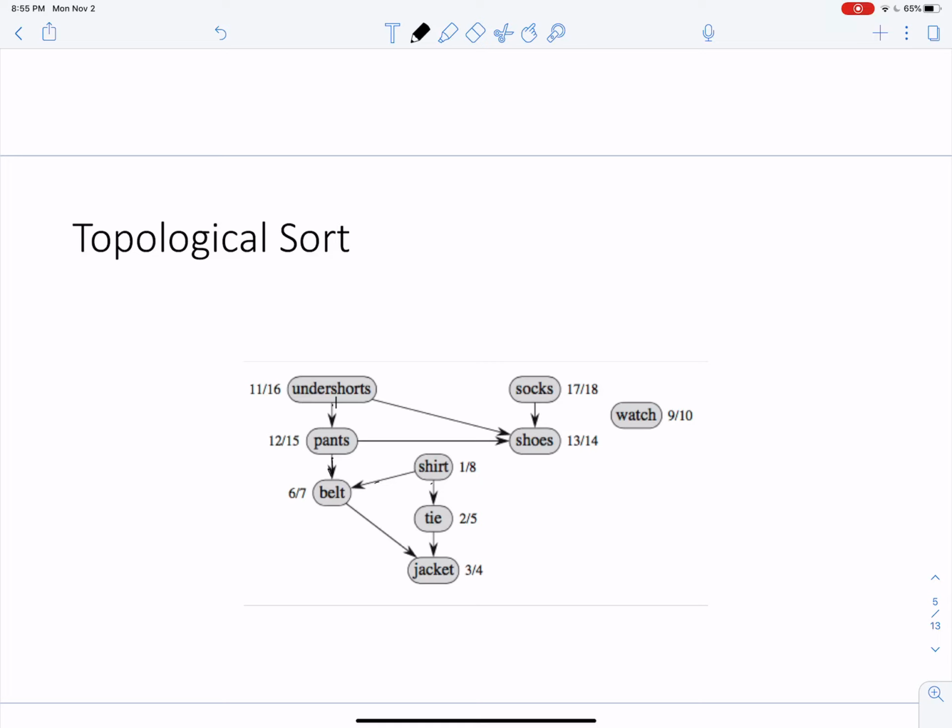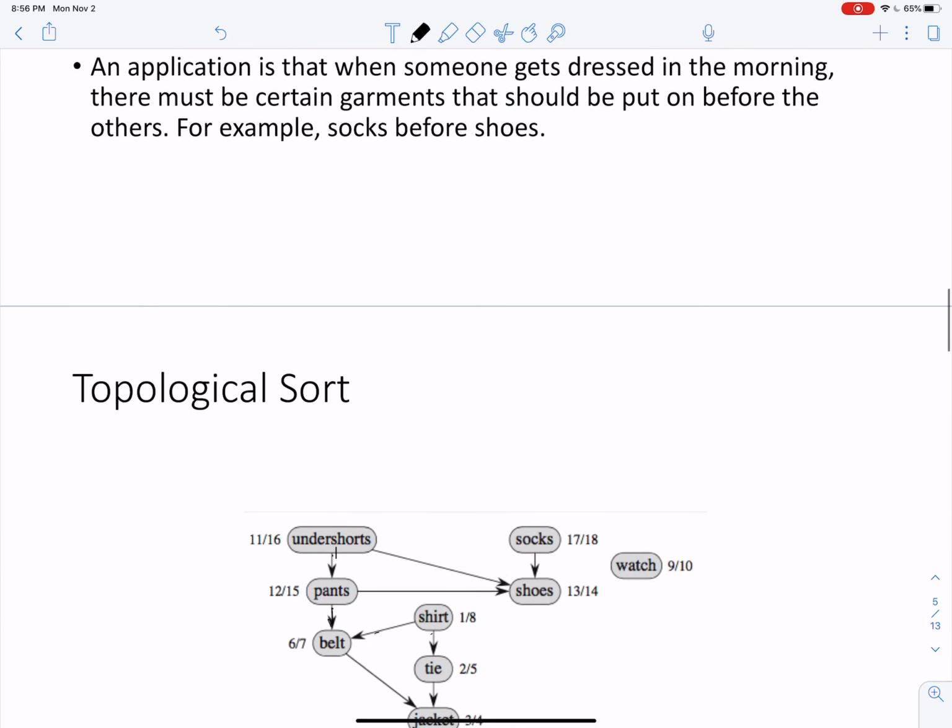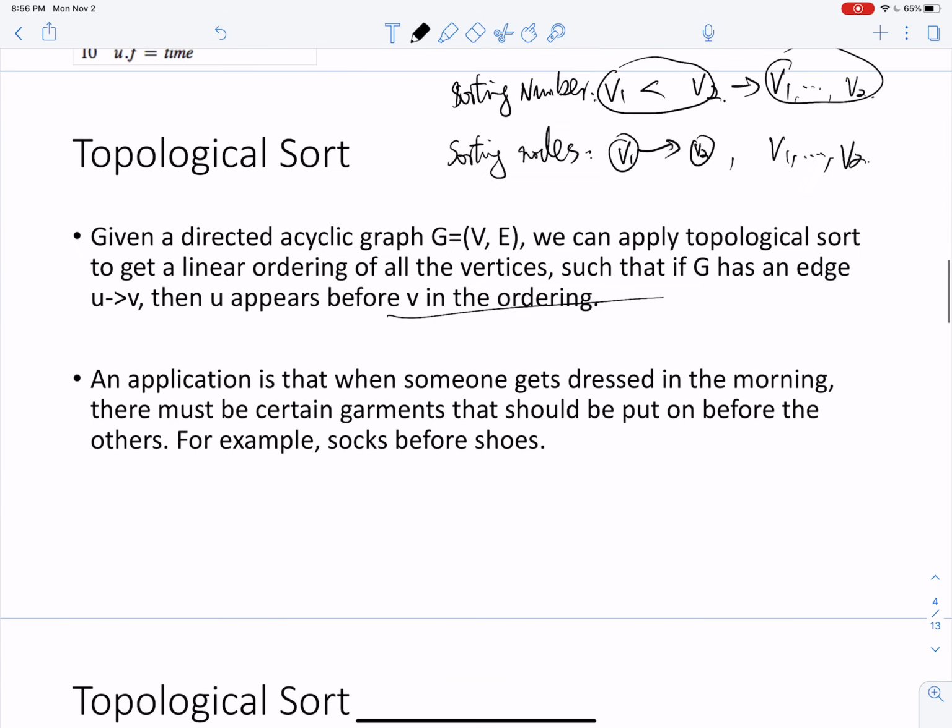So what we know is the relative order between two pieces of clothes. But what we want to figure out from this graph is in which order we should put on these clothes so that we don't get into a very embarrassing scenario where we put on our pants before undershorts, or we put on shoes before socks. So basically we want to get an order of these nodes. And this is a very famous application of topological sort.